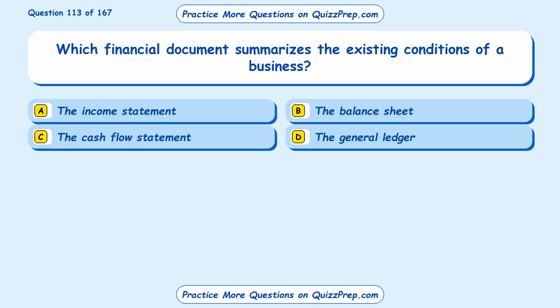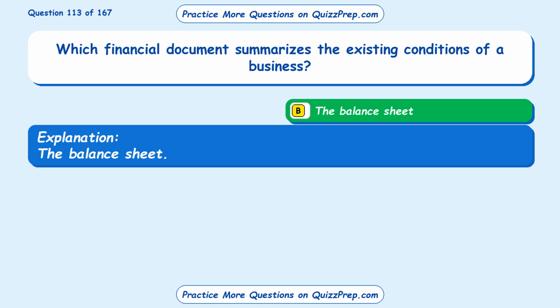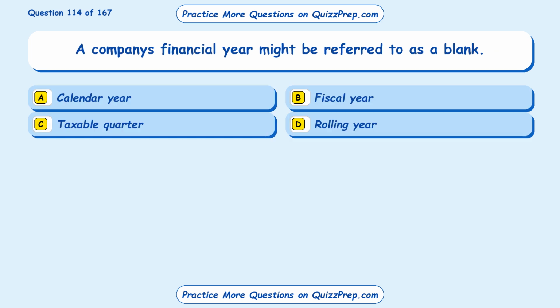Question 113. Which financial document summarizes the existing conditions of a business? Option A, the income statement. Option B, the balance sheet. Option C, the cash flow statement. Option D, the general ledger. The correct answer is option B, the balance sheet.